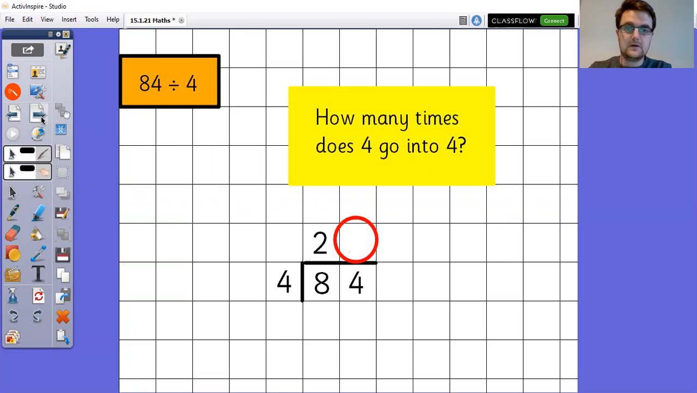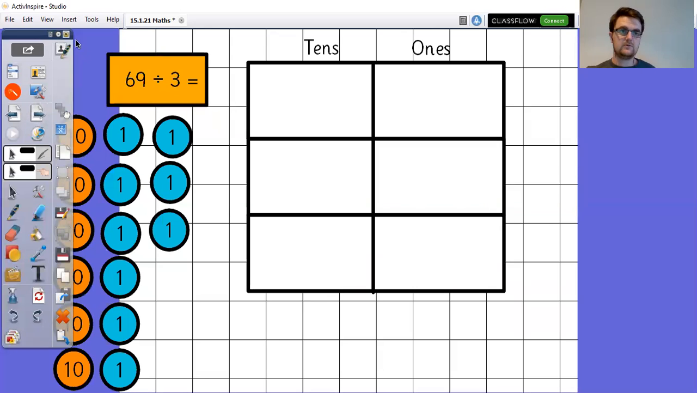up there. How many times does 4 go into 4? 4, it goes in 1. So I can put a 1 there, which means my answer is 21. So I've got 2 methods that both show me the same answer. Have a go with this one yourself before you follow on.